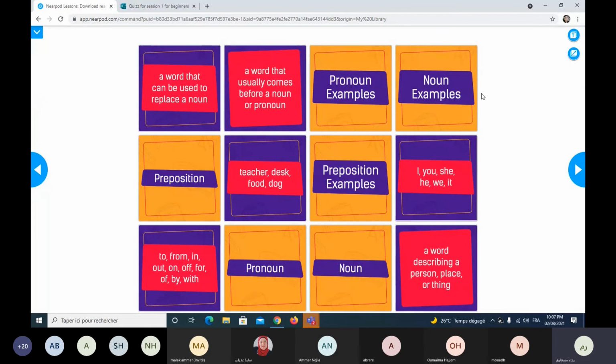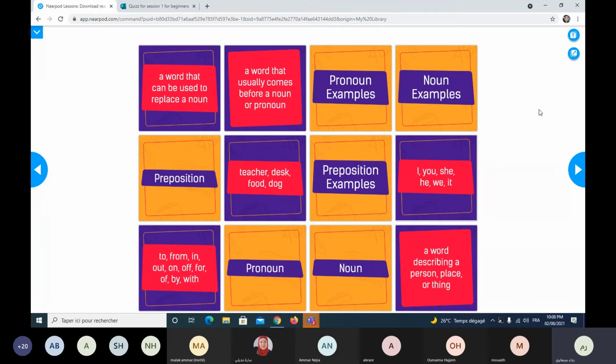So here, for example, I have the pronoun example; you give me the example, or the definition. What is the definition of the noun? Okay, so I read: a word that can be used to replace a noun. What is the word that replaces a noun? What do we call it? Okay, a word that usually comes before a noun or a pronoun. In English, what do you have before the noun?